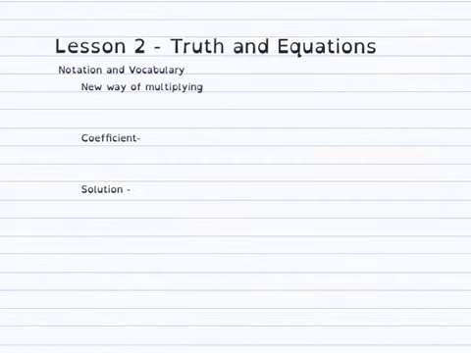So this is lesson 2, truth and equations. To start off, let's just get the notation and vocabulary out of the way. First things first, we have a new way of multiplying.